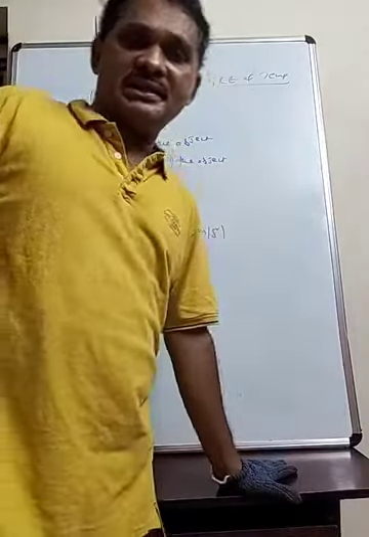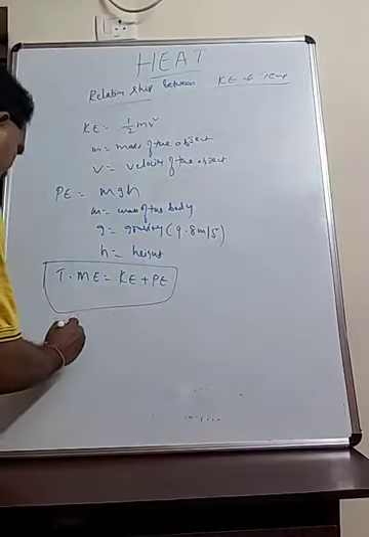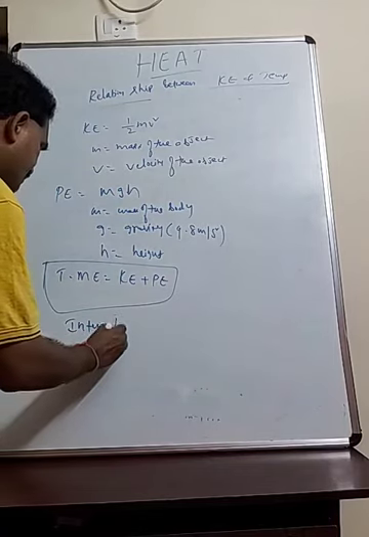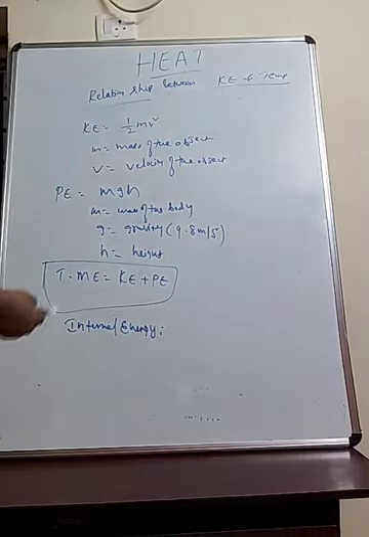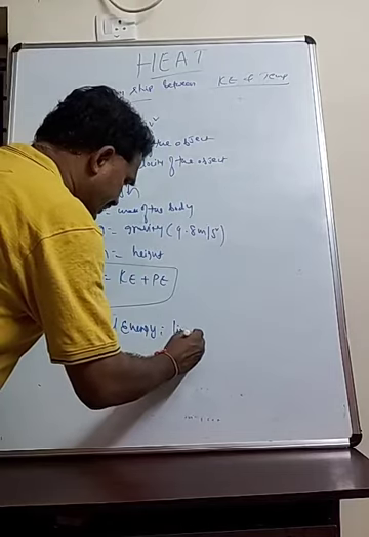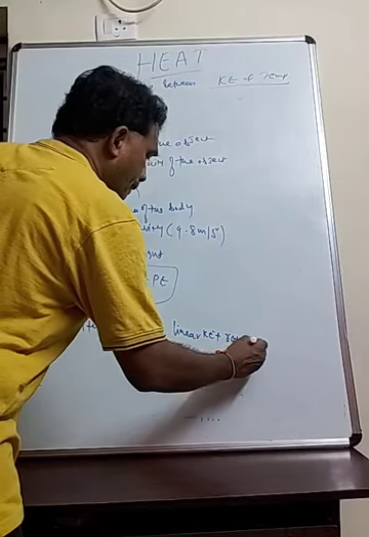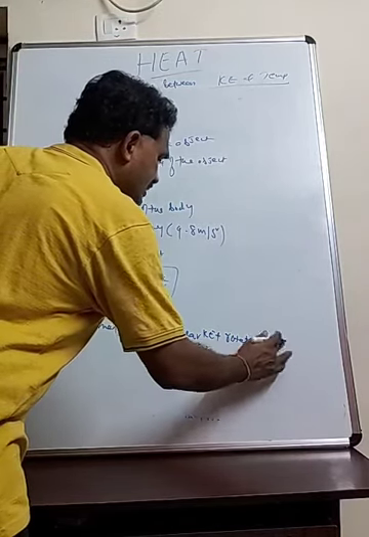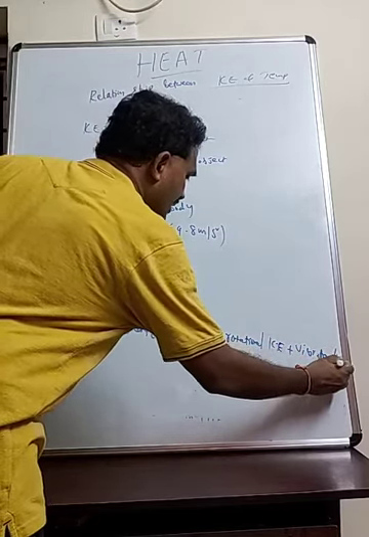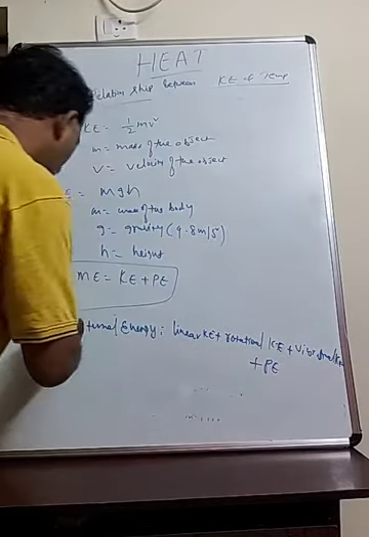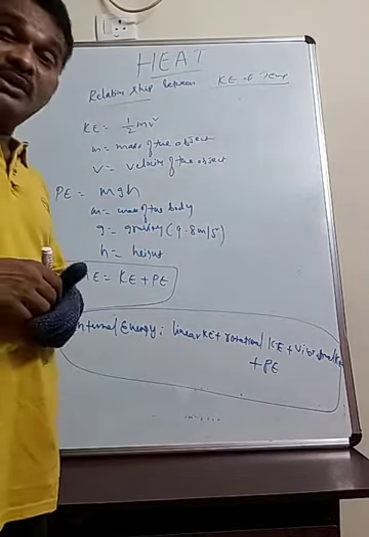We have another energy here in our class, internal energy. What is internal energy? We can simply write it as the sum of linear Ke plus rotational Ke plus vibrational Ke plus potential energy. The sum of all these energies is called internal energy. We discuss internal energy in this chapter.